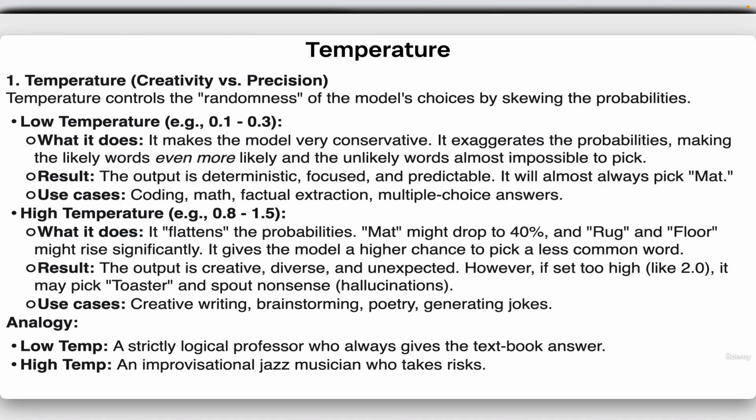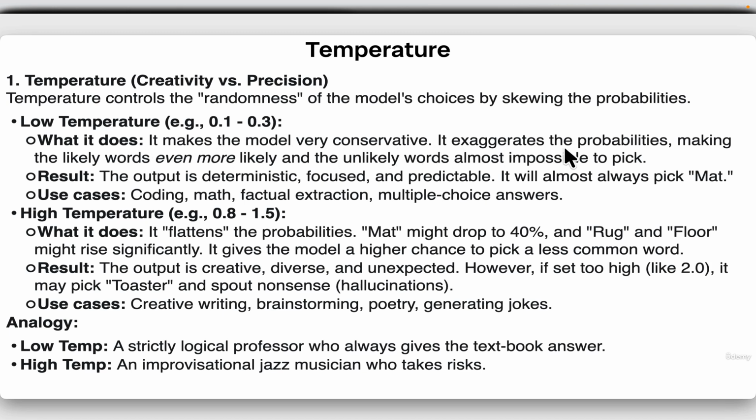So first one is temperature, which decides between creativity versus precision. So temperature controls the randomness of the model's choice by skewing the probabilities. So if you have low temperature, for example, 0.1 to 0.3, what it does, it makes the model more conservative.